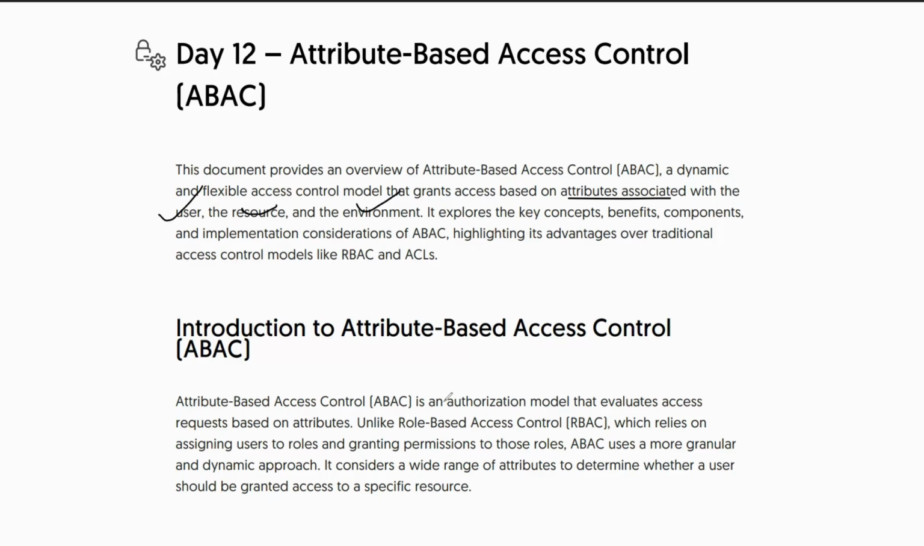ABAC is an authorization model that evaluates access requests based on attributes. Unlike role-based, which relies on roles and users, ABAC is a more granular approach. So if this is your RBAC, which has users, roles, and permissions, ABAC is further granularity under permissions. More levels.